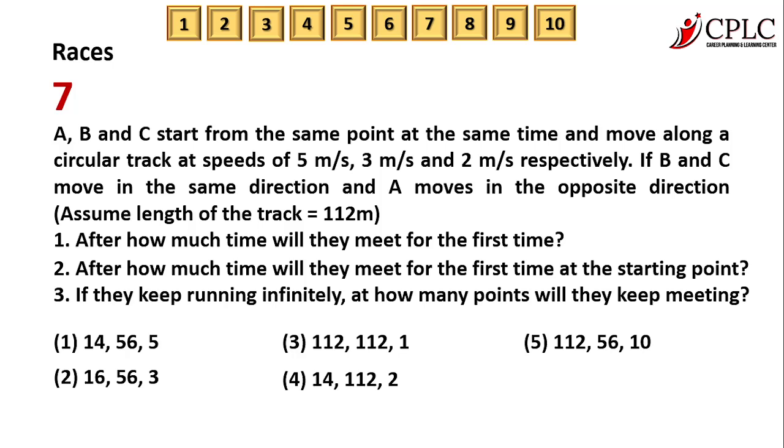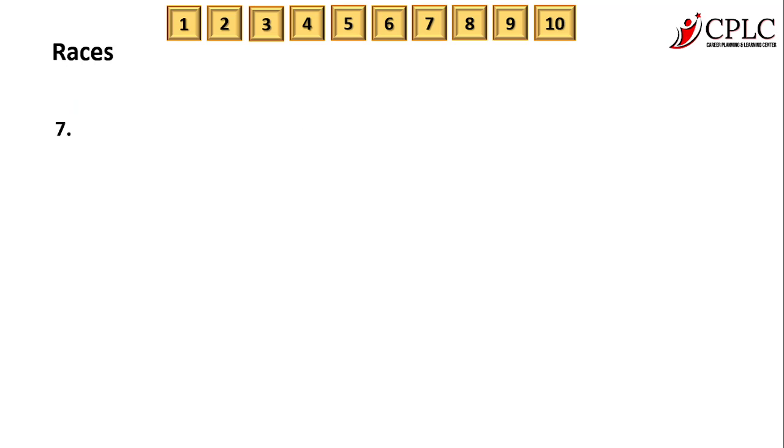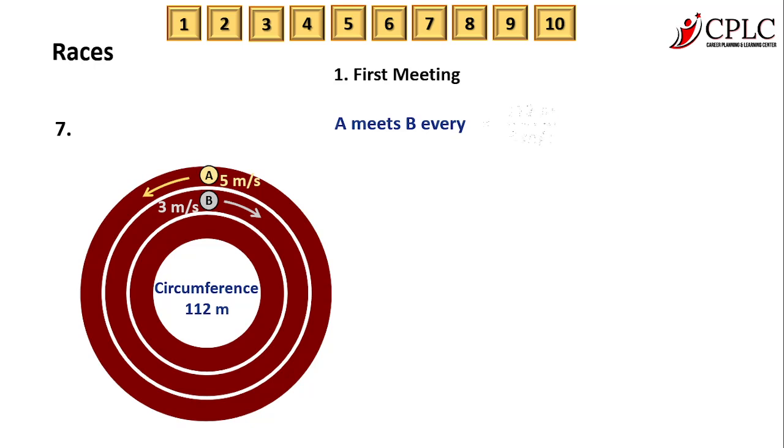Clearly, let's do the individual calculation one more time because there are three runners again. So A and B, and A and C, for example. For A and B, the speeds are 5 and 3. The relative speed will be 8. Why? Because A is moving in the opposite direction. So please do not make these mistakes in calculations. 5 plus 3 is 8. 112 divided by 8 becomes 14 seconds.